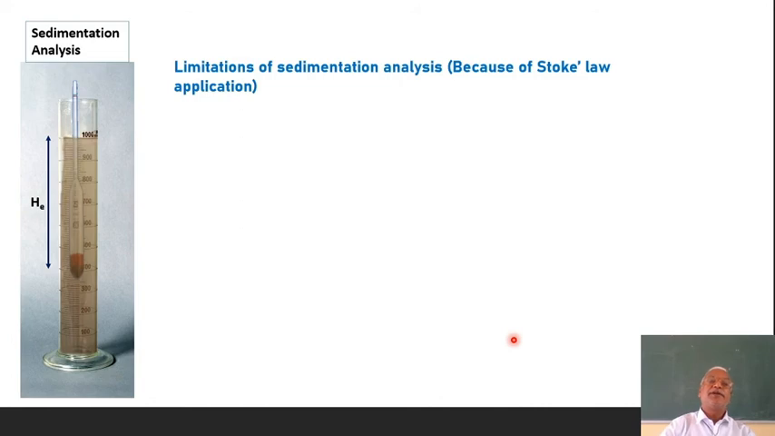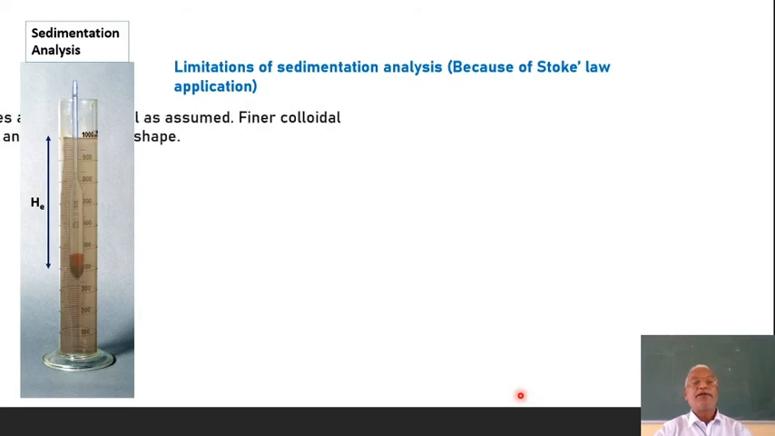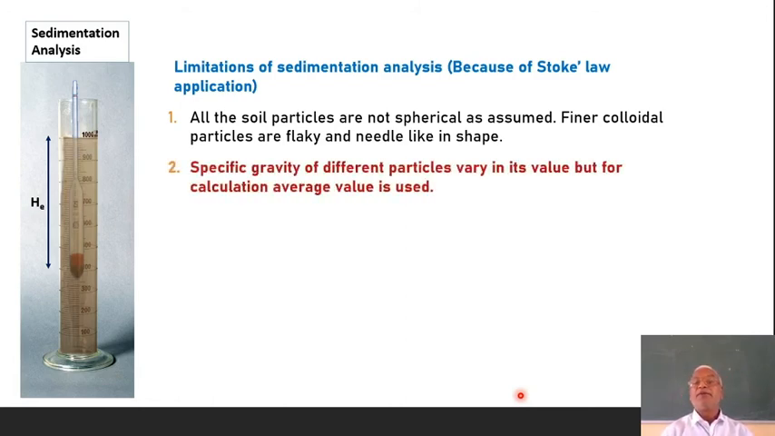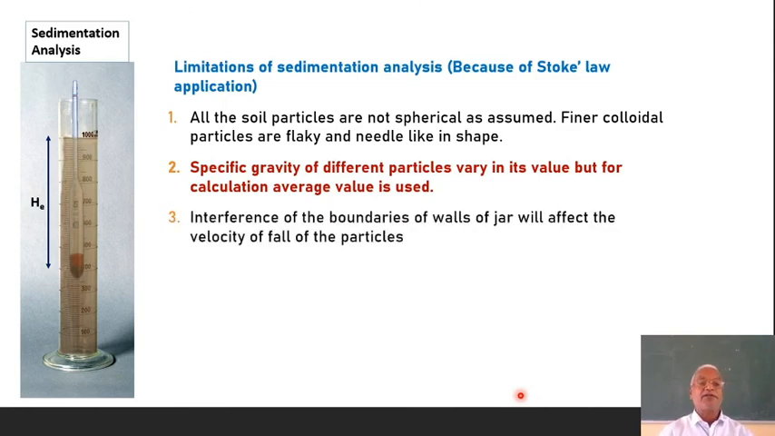Okay, limitations of sedimentation analysis. Because we use Stokes' law, there are some limitations. First one, all the soil particles are not spherical as assumed. Finer colloidal particles are flaky and needle-like in shape. Specific gravity of different particles varies in its value, but for calculation, an average value is used. Specific gravity of different particles will be different, right? The average value is considered for the sake of calculation.